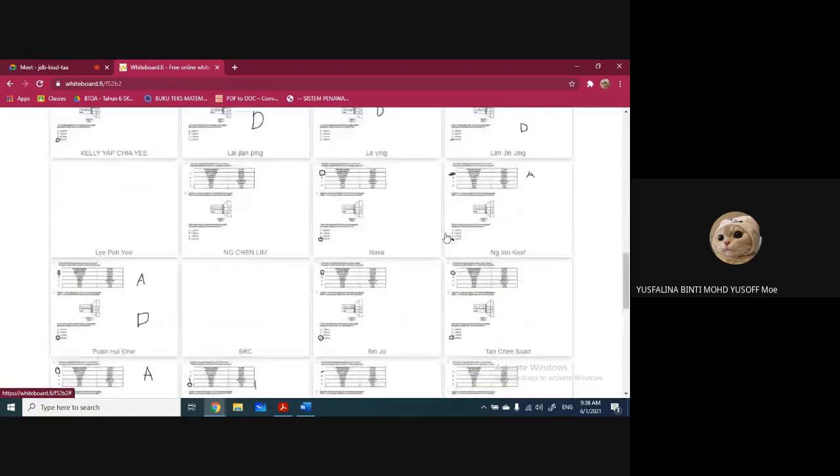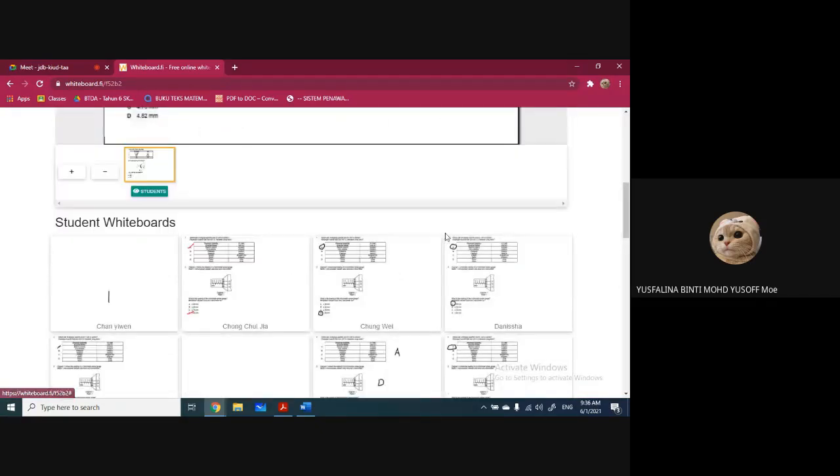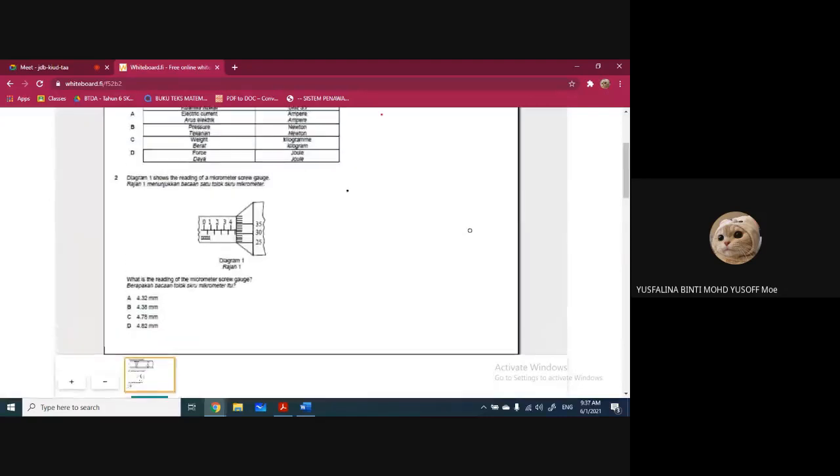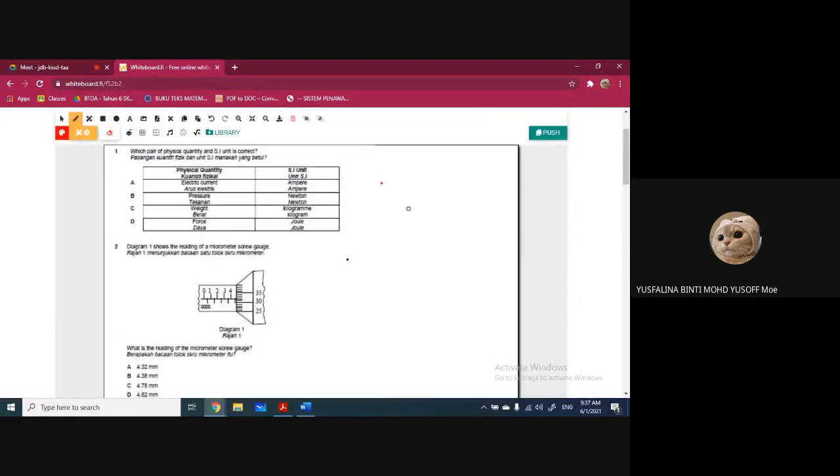Okay, for number one, A, D, A. Let's see the questions. Number one: which pair of physics quantity and SI unit is correct? Electric current is in ampere, so the answer should be A. Pressure should be in Pascal. Weight should be in Newton, and force also should be in Newton.